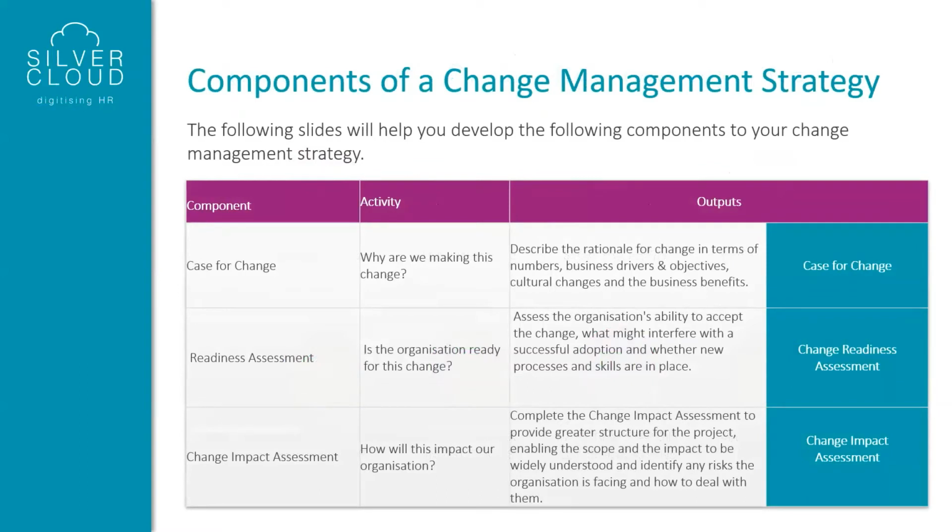Components of a change management strategy. When you're thinking about putting together a change management strategy, you must think about different elements. You must write your case for the change. Why are you making the changes? Describe the rationale behind the business drivers, the objectives, the cultural changes that you will see, and the business benefits. Make sure you don't forget those.